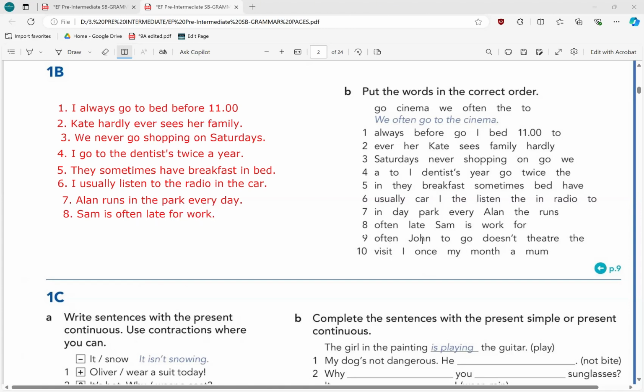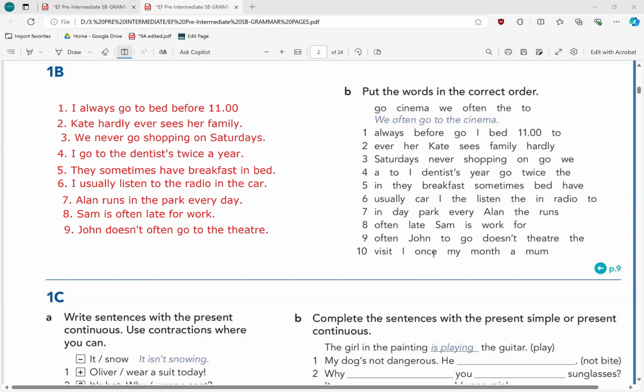Number 9, often, John, the, theater, go. So go is the verb, often go. Often we use before the verb, right? John is the subject. So we've got doesn't, negative. So John doesn't often go to the theater, right? So number 9. So subject John, and then negative doesn't. Often we put before the verb, often. Doesn't often go where? To the theater. John doesn't often go to the theater.